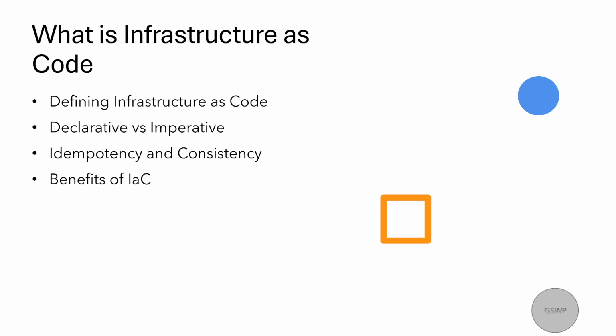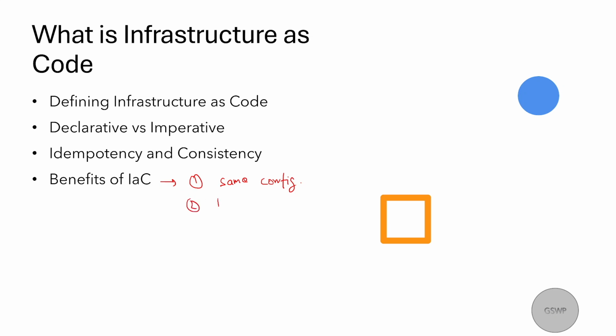What are the benefits of infrastructure as code? We already discussed some benefits. The most important benefit is the same configuration. Because we are provisioning resources using code, and code will not make errors, whenever you provision that resource, it will always be of the same configuration.